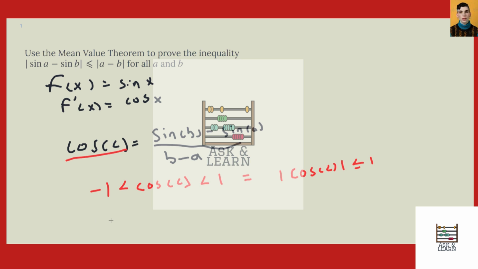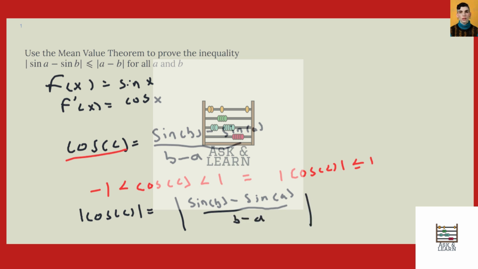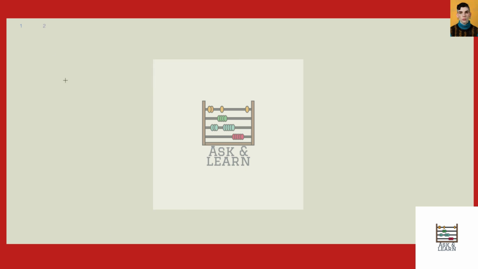So we have to rewrite this as the absolute value of cosine of c is equal to the absolute value of sine of b minus sine of a, all over b minus a. And now we're going to go to the next page.